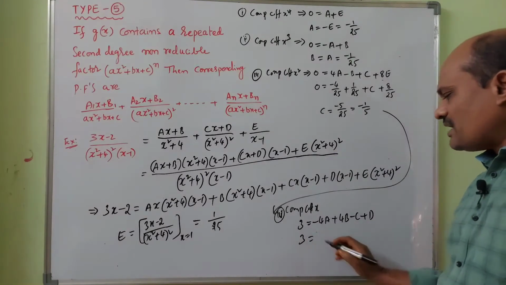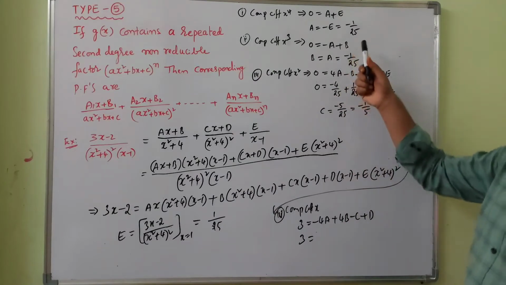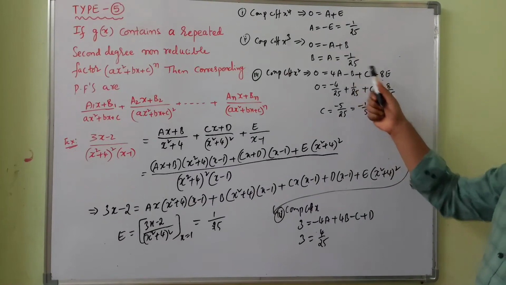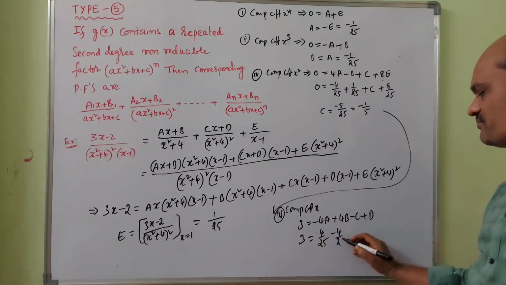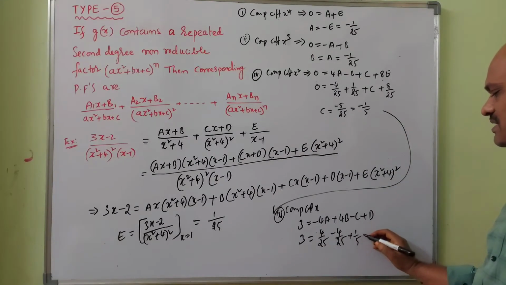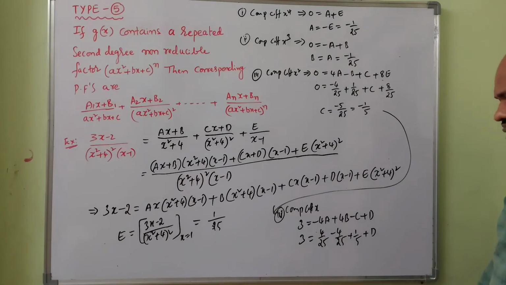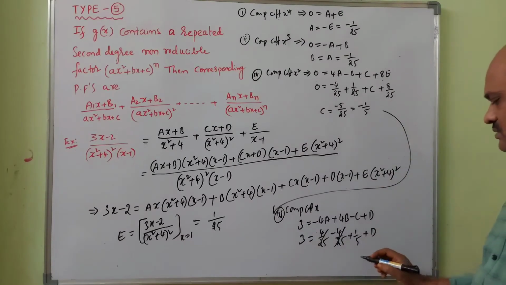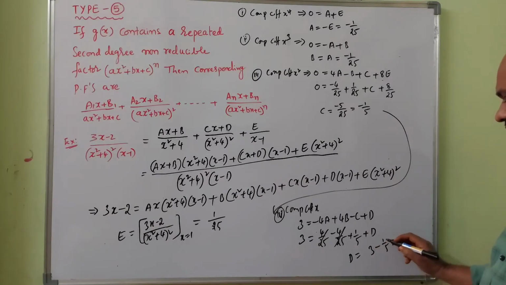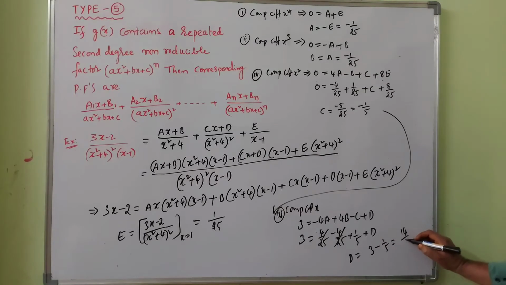Substitute values. A is minus 1 by 25, so it becomes 4 by 25. B is minus 1 by 25, so minus 4 by 25. C is minus 1 by 5, it becomes plus 1 by 5 plus D. These two get cancelled. So, D is equal to 3 minus 1 by 5. 15 minus 1 is 14 by 5.